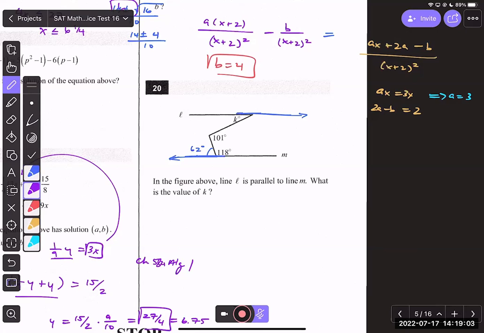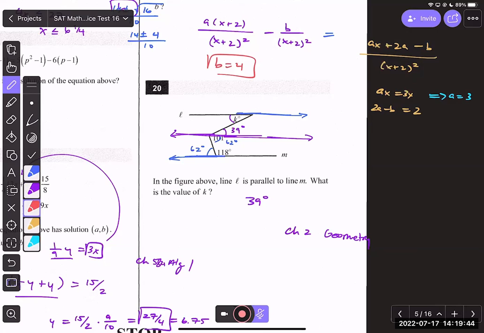Well, if I draw a third line right through the middle that's parallel to both of these lines, what I'll find is that this angle right here is equal to this one because of alternate interior angles. And these two angles are equal because of alternate interior angles. So this one here is also 62 degrees, which means that this one up here should be 39 degrees, which means that K is equal to 39 degrees. You'll actually see pretty much this exact problem in chapter 2 of the geometry book.